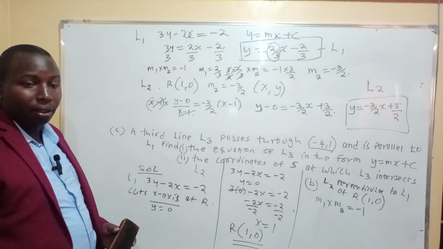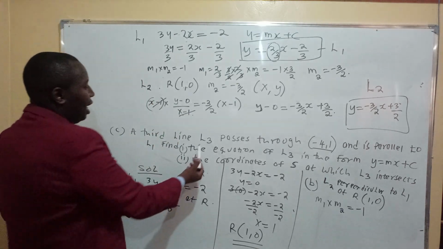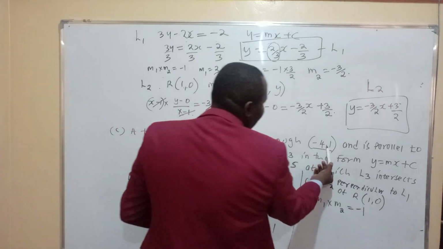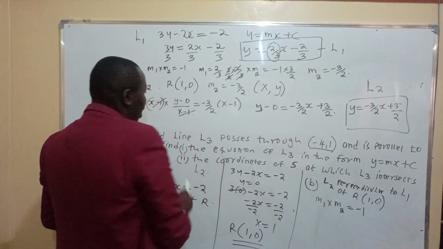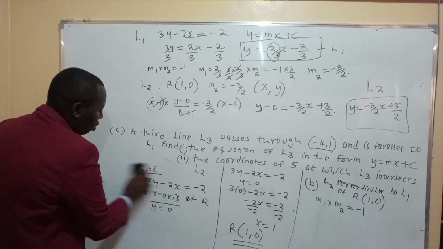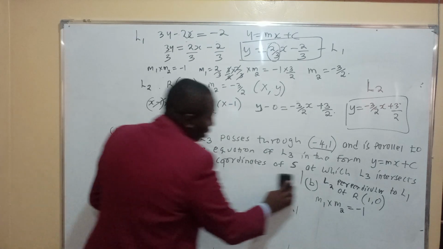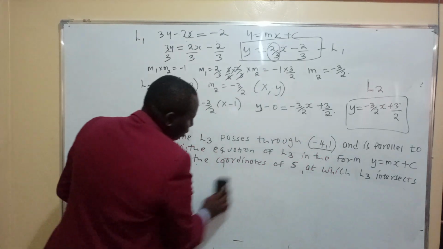I want us to go to C. Note that L1 and L2 are like that. Another line L3 passes through (-4, 1) and is parallel to L1. Find the equation of L3. So let's see.